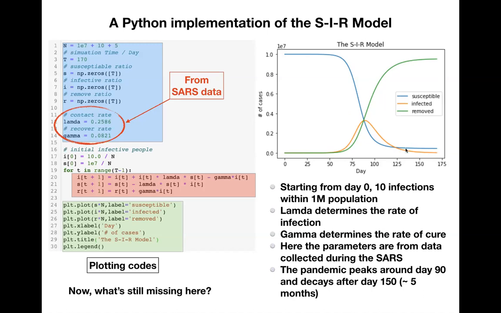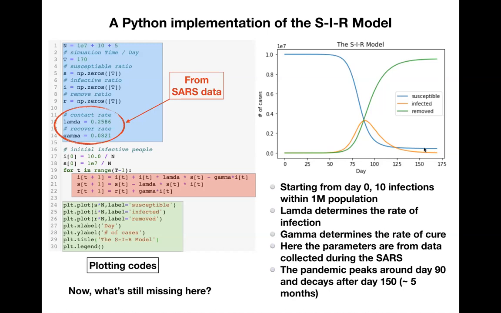So if you change the lambda, if you increase the lambda, you make the peak occur earlier and higher, and if you increase gamma, you make the peak lower and flatter. That's also how people think about dealing with epidemics. Here lambda determines the rate of infection, and gamma is the rate of cure. Those will affect the shape of the curves, and also affect how people think about dealing with epidemics and making policies.